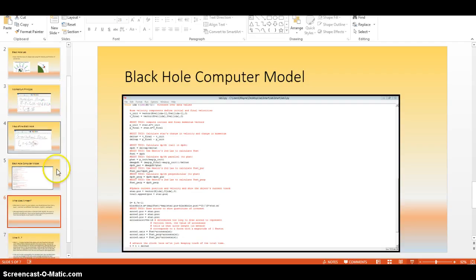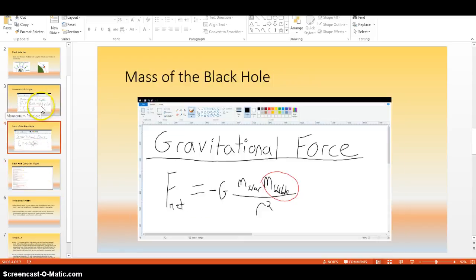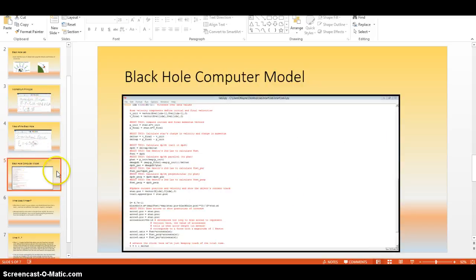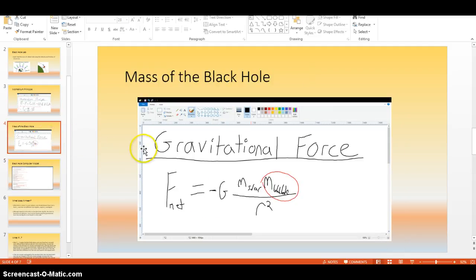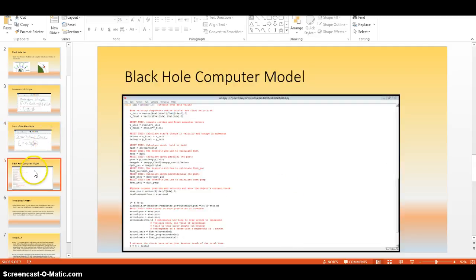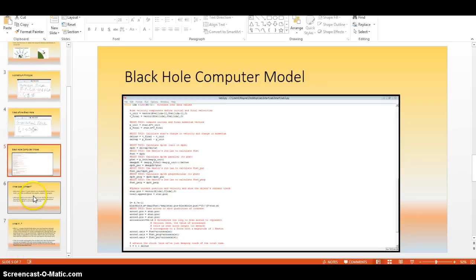So if we go to the last slide, we can see how we find dp over dt using our computer module. How we would find Fnet is by our gravitational force. So although they're equal to each other in formula, the ways we find them are different.